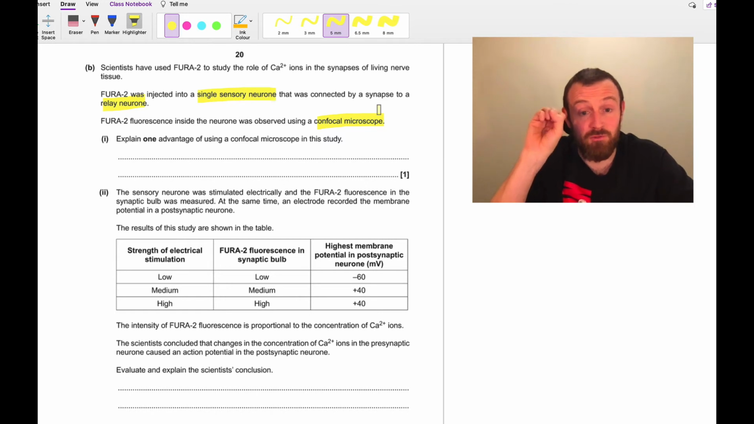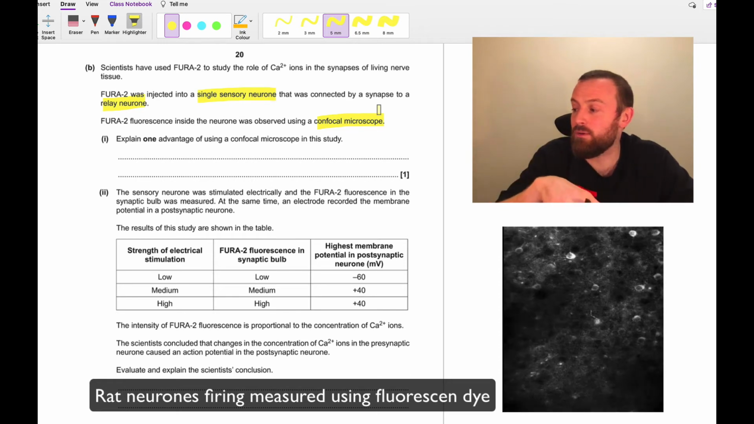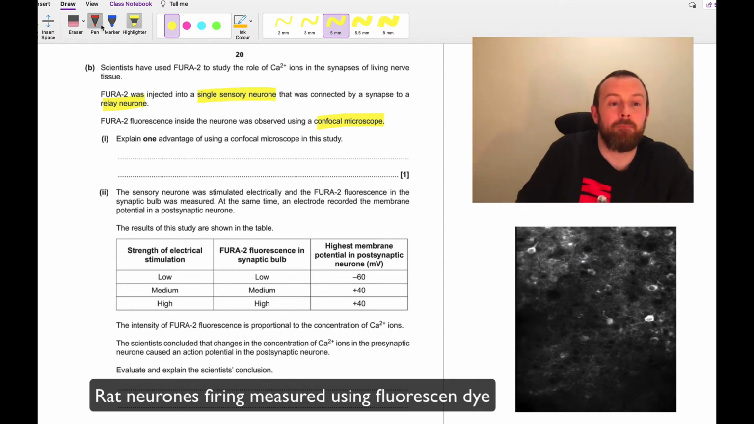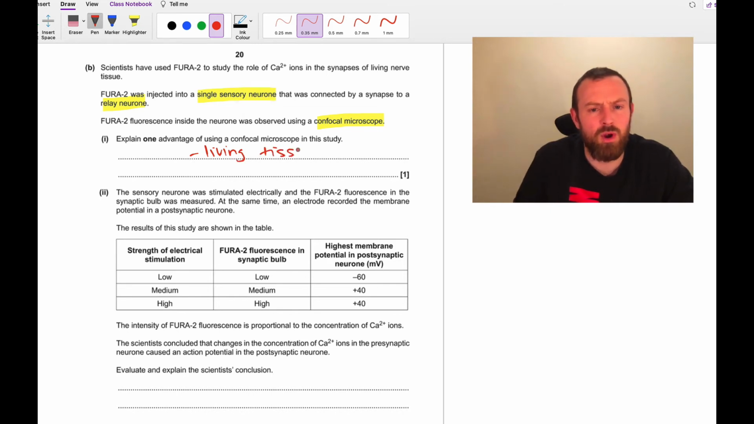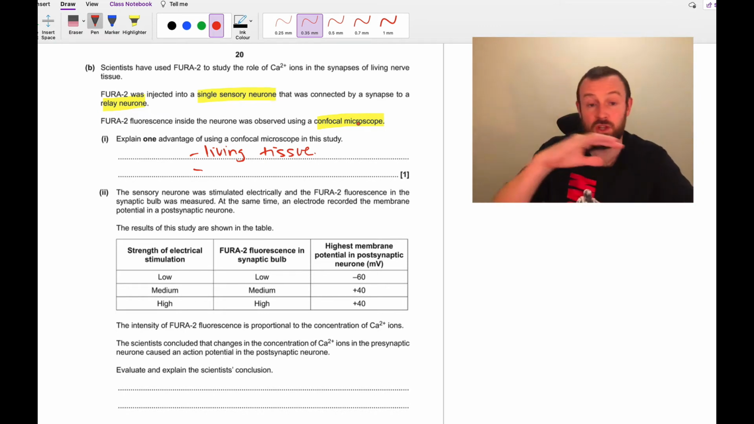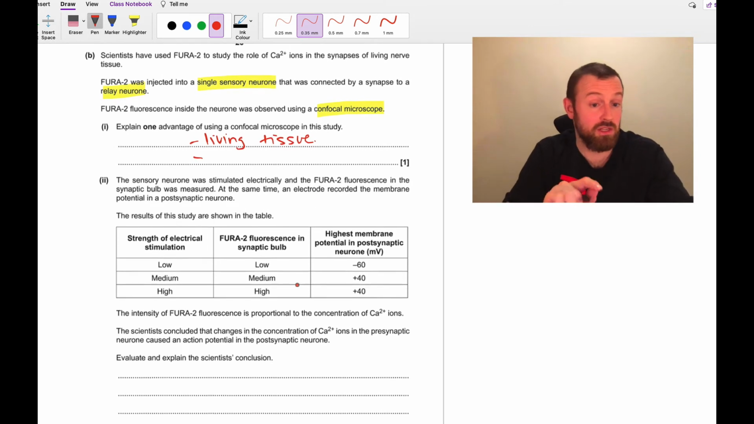Here's a GIF of a confocal microscope study. Here you go. And this is great because we can actually see how living tissue is working. So that's the main answer, is that we can use living tissue to actually see processes, okay? Because if something is dead, you can't see a process. You can't see an action potential in something that's dead. So living tissue is very helpful. Also, you could have said that confocal microscopes can take an optical plane through a large object to look at what's going on inside. The mark scheme I'll show you in just a minute, once I've looked at the second part of this question.